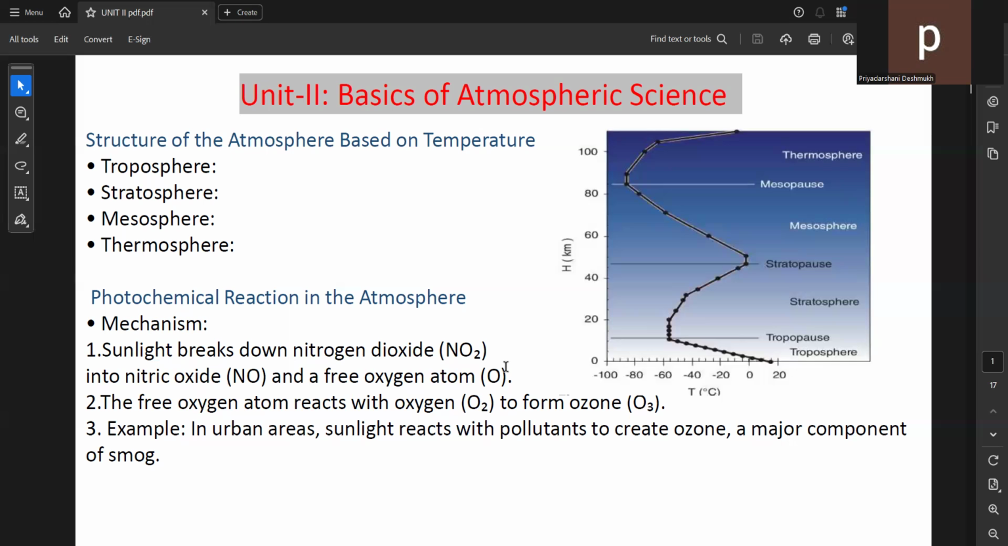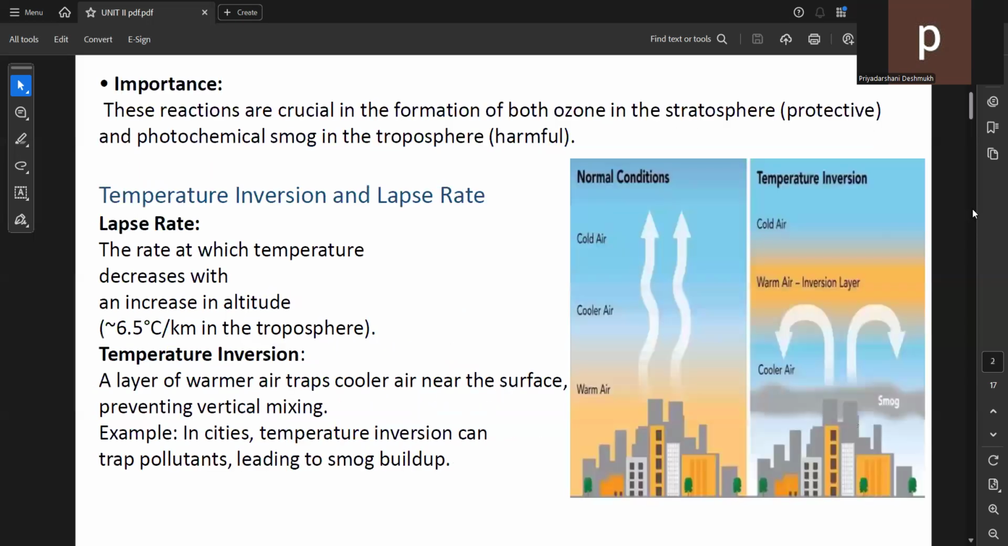Now, what is the importance of this? These reactions are crucial in the formation of the ozone layer in the stratosphere. It is protective in nature. It gives protection to the Earth. And they also form the photochemical smog in the troposphere, which is again a harmful reaction. Now, the next one.